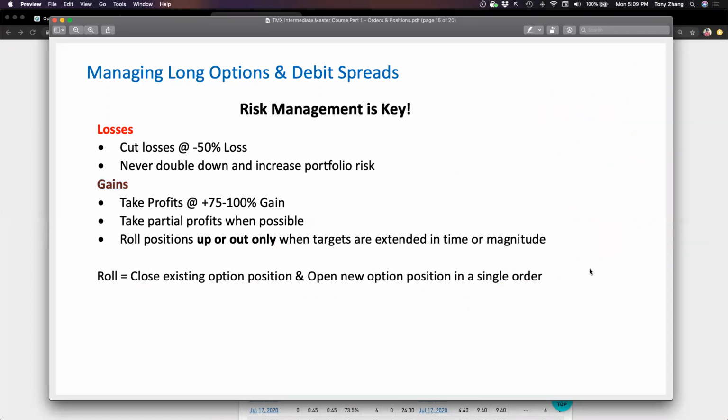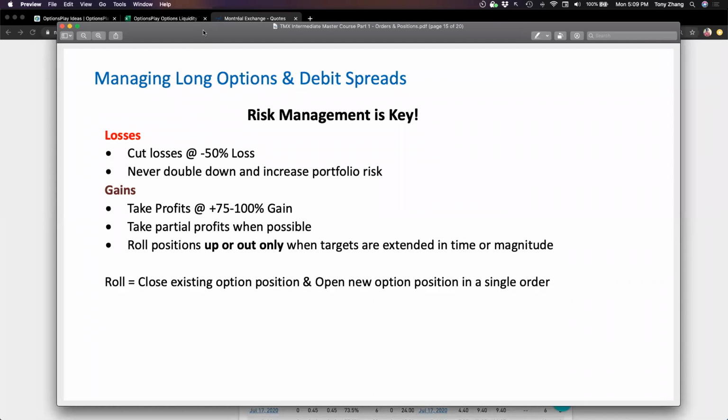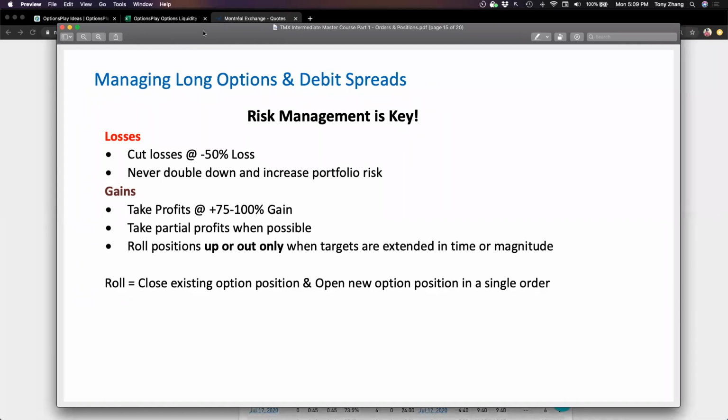So with that, that is the essence of how to go about thinking about options orders, opening them and closing them, how to start thinking about when you want to close a position from a losses perspective as well as from a gains perspective.